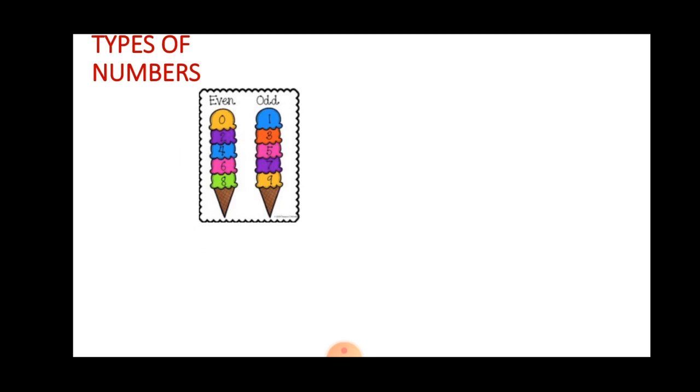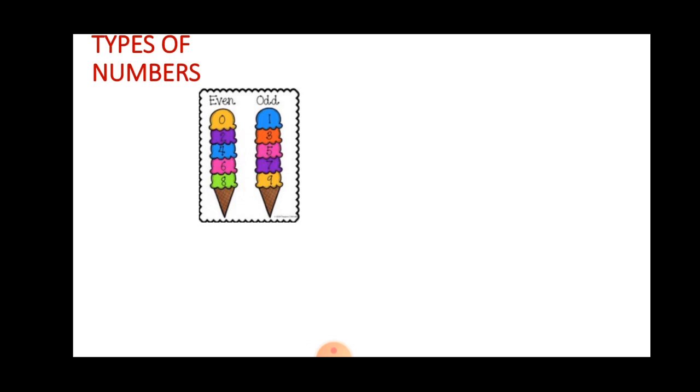So children, even numbers are those numbers that are multiples of 2 and they end up with a digit of 0, 2, 4, 6 and 8. Whereas odd numbers are those numbers which are not the multiples of 2 and they always end up with a digit of 1, 3, 5, 7 and 9. Let us understand these types of number by taking an example.